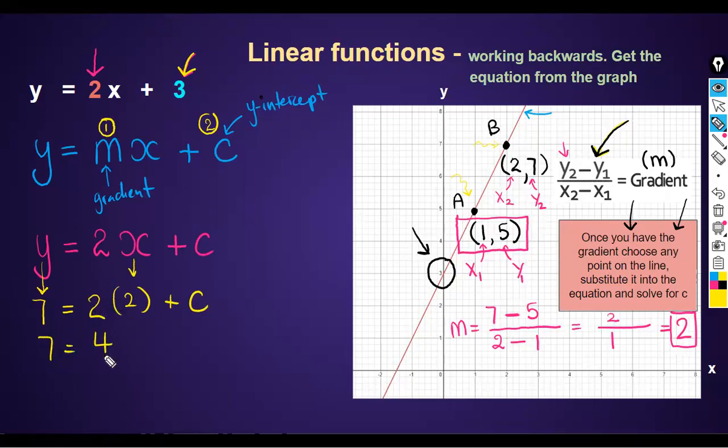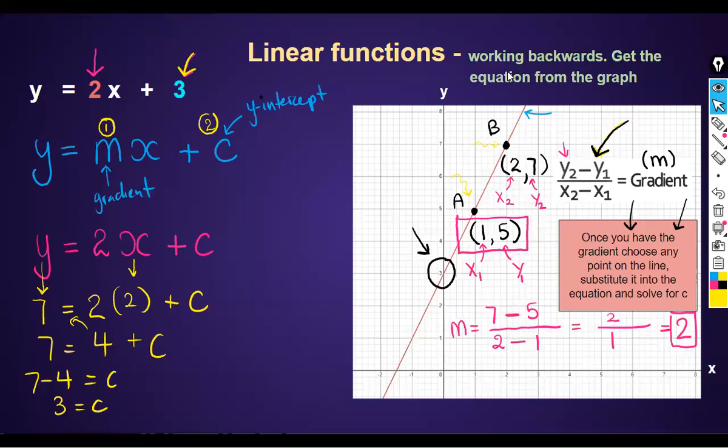2 multiplied by 2 is 4. And when we throw across positive 4, we'll get minus 4. And 7 minus 4 is 3. And we still get back 3. It doesn't matter which point you choose. You will get back the same answer for the y-intercept. You don't have to take this down. This is just for me to prove a point.